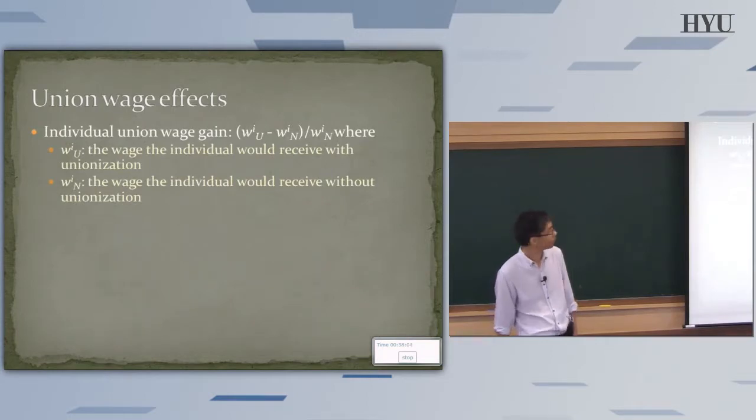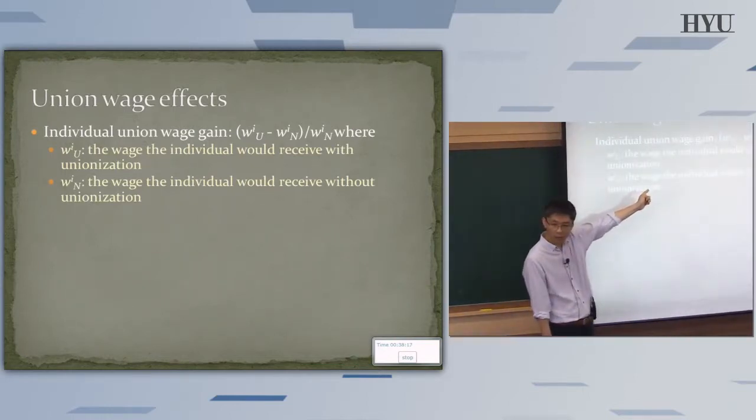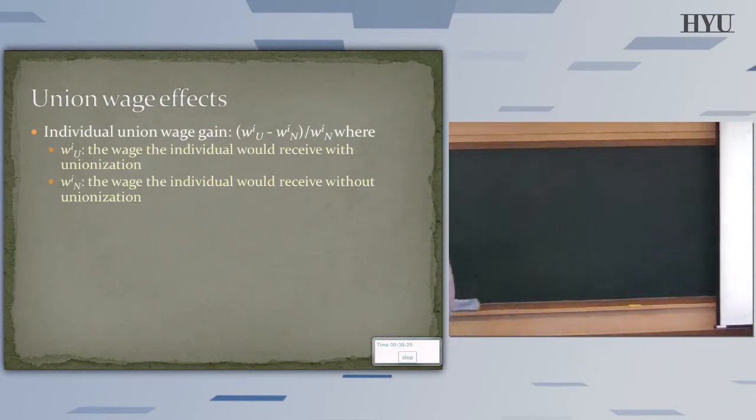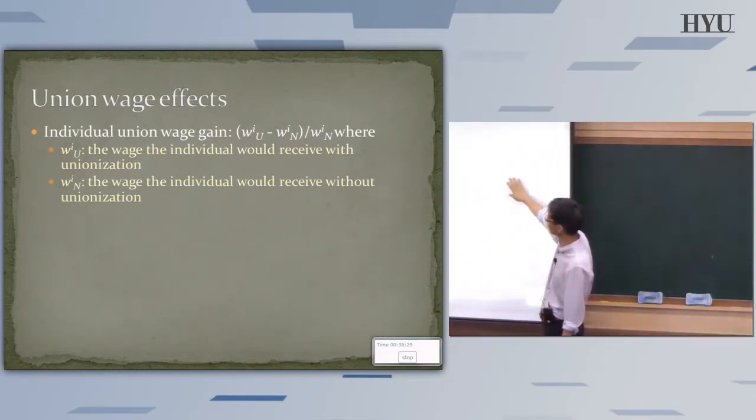Now we have to define two terms. First, let's define the individual union wage gain. What does it mean? It means basically the percentage increase of wages due to unionization. So there is a WU and WN. WN is the wage the individual would receive without unionization.